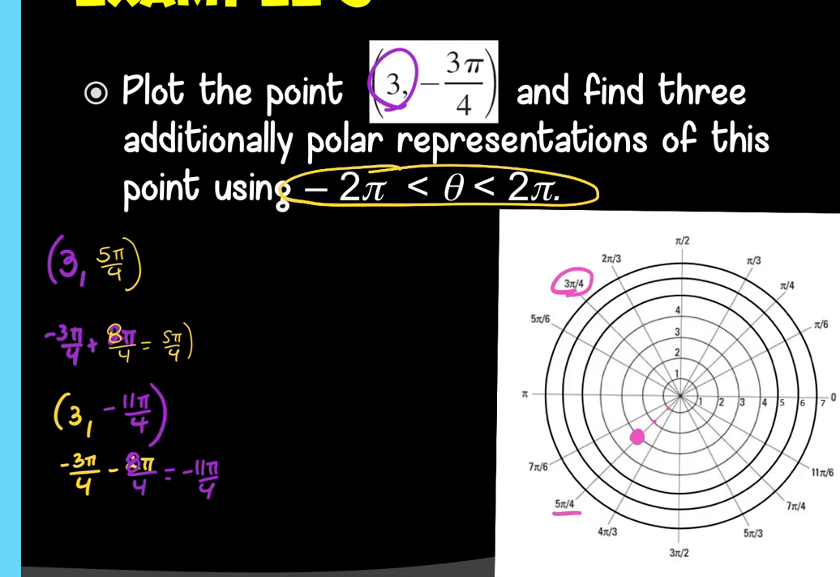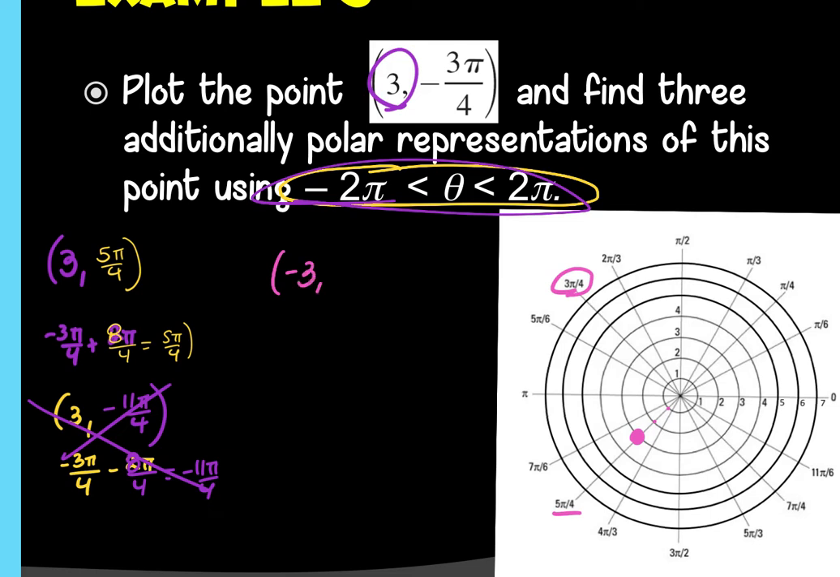Is that in between negative 2 pi and positive 2 pi? No, that would be negative 2 3/4 pi. That is too small, so I can't keep it. It's still at the same point, but it's not within negative 2 pi and positive 2 pi. So now I have to go to the other approach, which is change r.